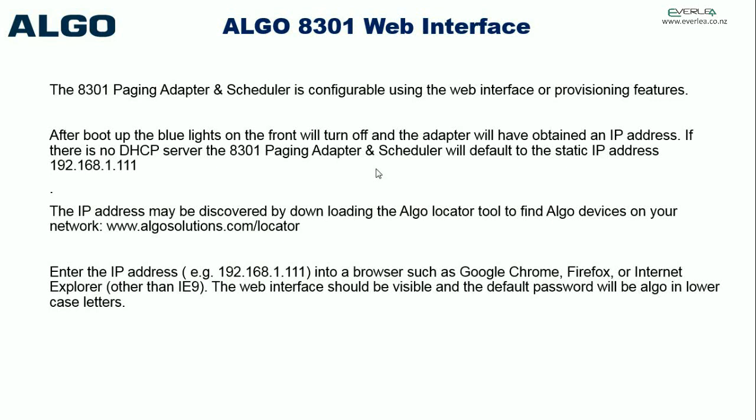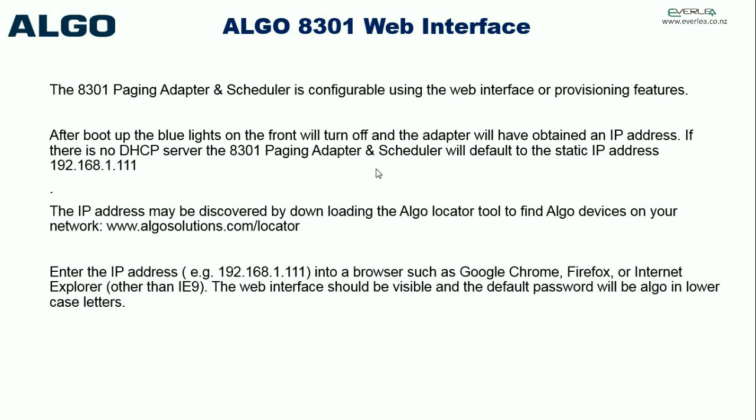Once you have got the IP address, and/or you have had the 8301 run up with no DHCP and it's sitting at its default, you then just put the IP address into the browser, such as Chrome, Firefox, everything except for IE9, and the browser interface should come up.